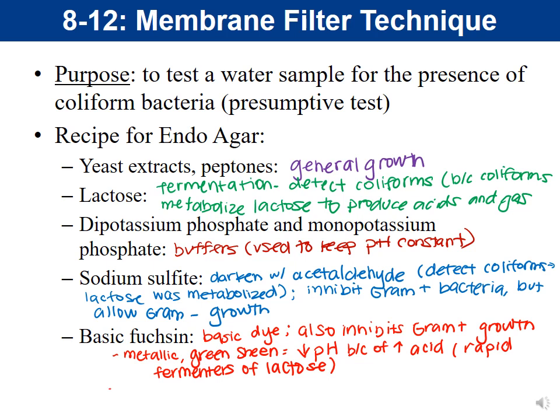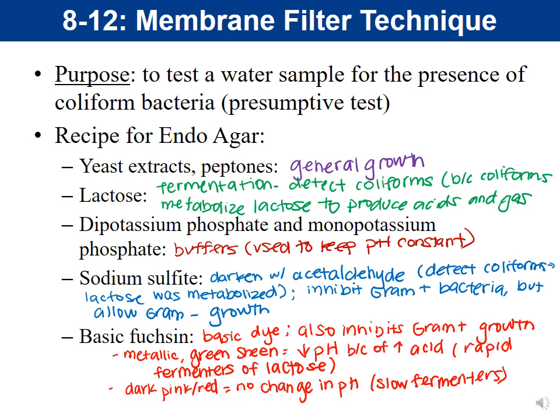Now, if you see that the colonies are dark pink or dark red, this means that there's no change in pH and that they are slow fermenters. So let me explain that. So they are slow fermenters.